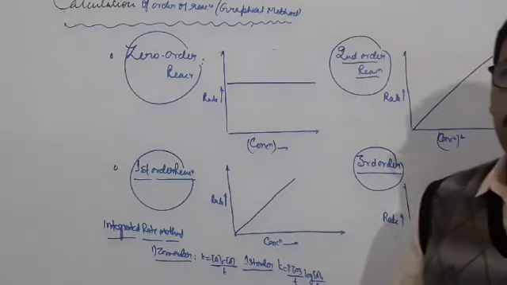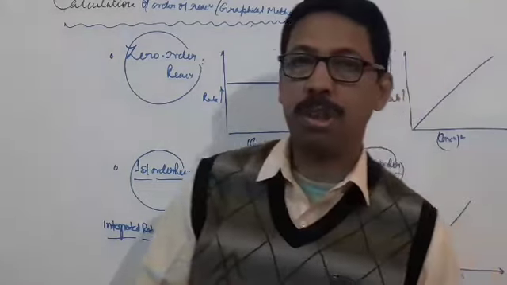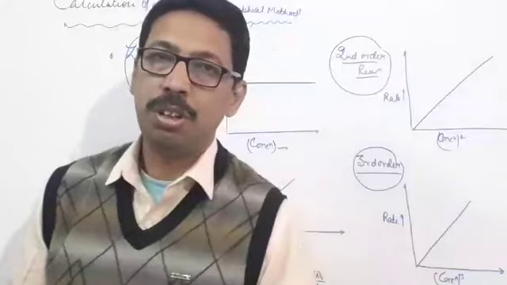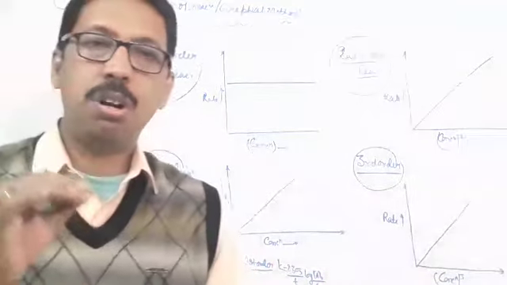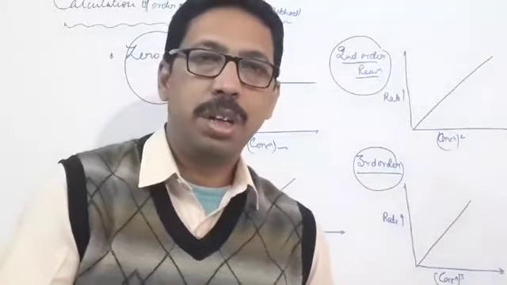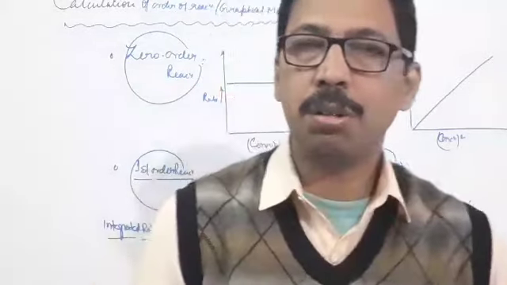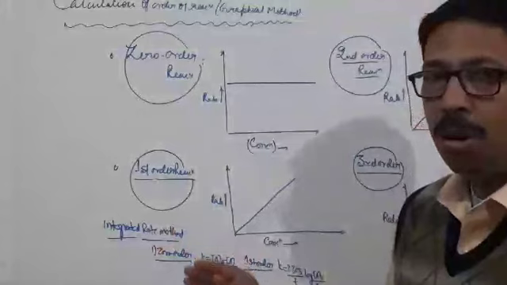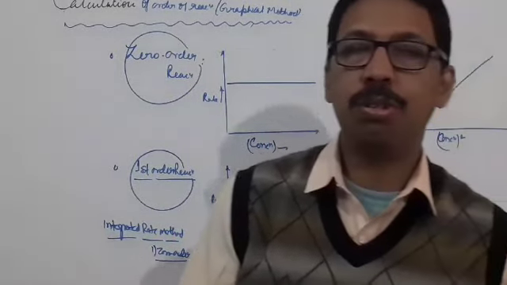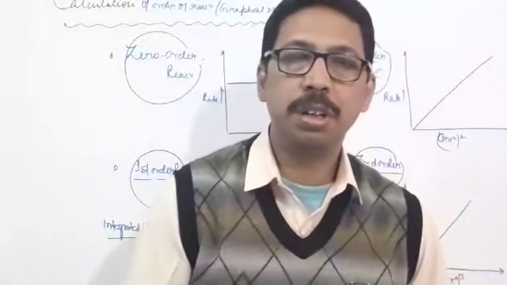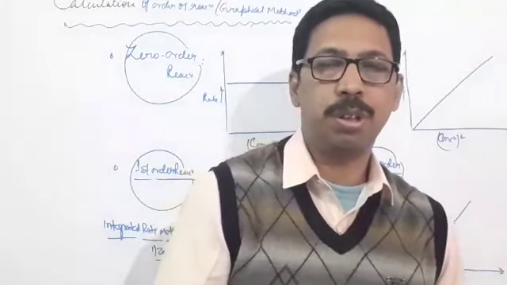It is used to calculate the order of reaction, and all these methods simply indicate that the order of reaction is not a theoretical value. It can be experimentally calculated by all these given methods. I hope that all of you have understood the concept behind how to find out the order of reaction.